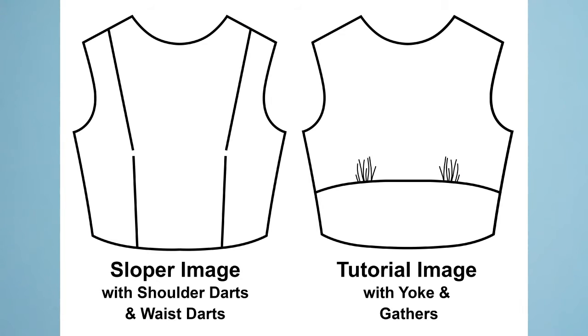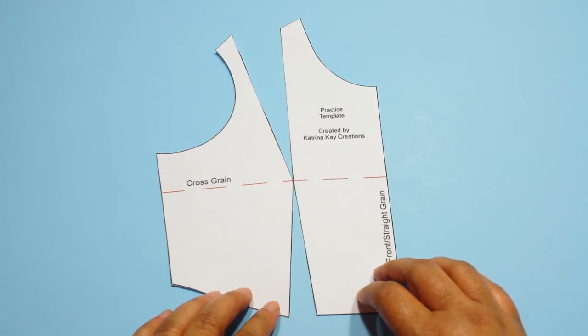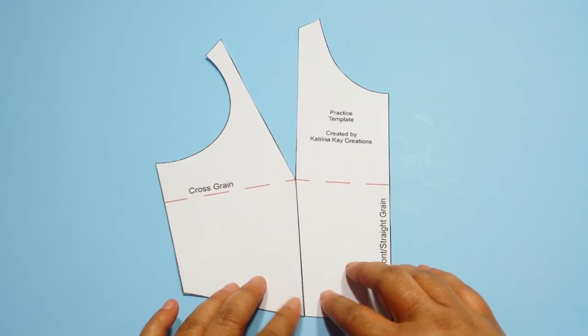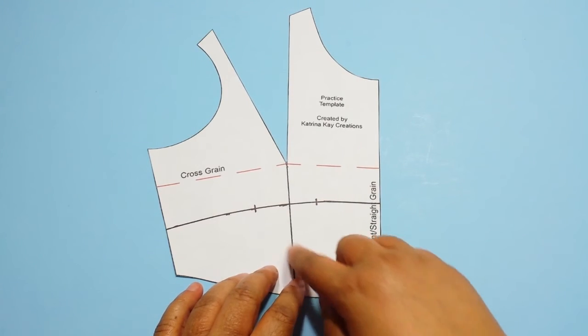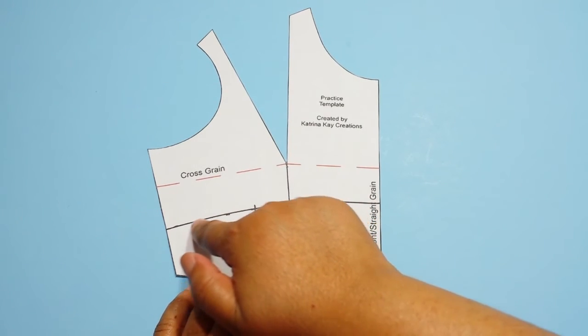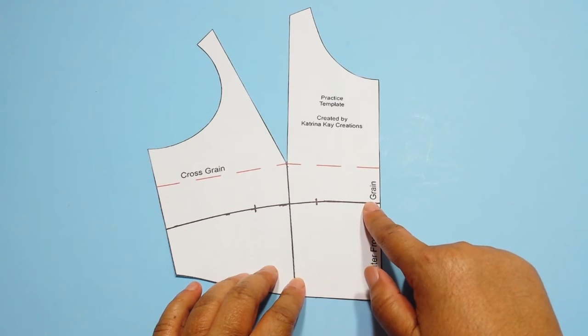So let's compare the style we're trying to create with our original sloper. And as you can see, we have no shoulder darts and no waist darts. Instead, we have a bottom yoke and gathers along the yoke seam on each side. In order to create this style, first we have to close our waist dart like this. Then with our waist dart still closed, we want to draw our yoke line or our seam line placement.